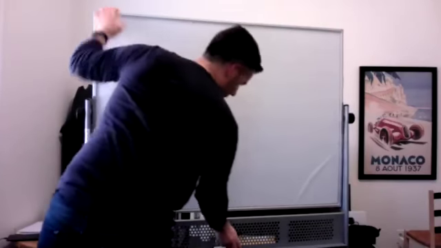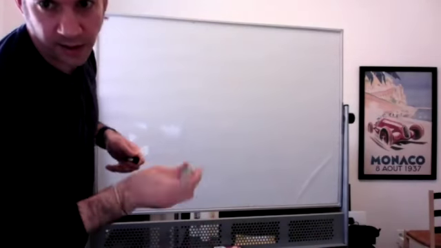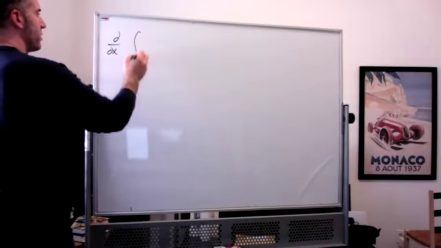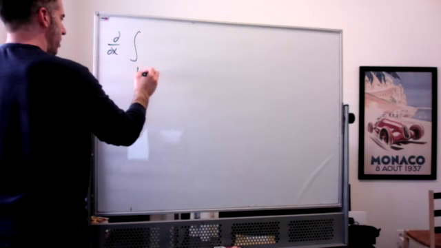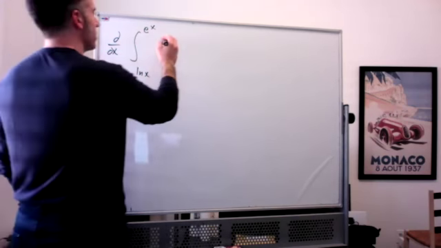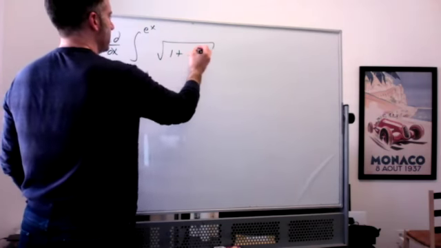So how about a couple more, like the derivative of the integral from natural log of x to e to the x of the square root of 1 plus t squared dt.